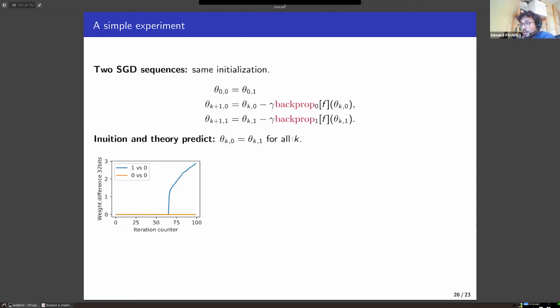So we performed this experiment, and the result was quite surprising. Actually, there was a difference between the two sequences. What is represented here is, if you like, the distance between those two elements as a function of k, where k is the iteration counter. As you see, it starts at 0 as theory predicts, but at some point there is a jump. And after this jump, there is a smooth increase of the difference. So it actually has an impact.